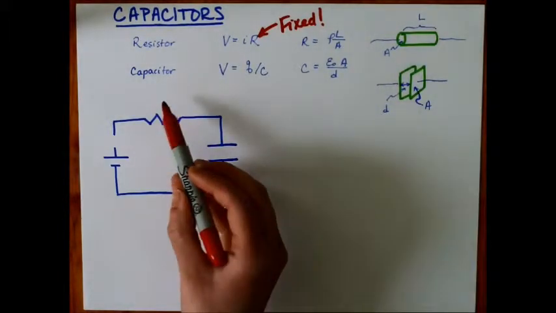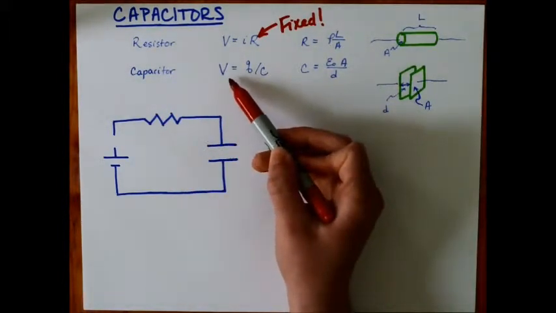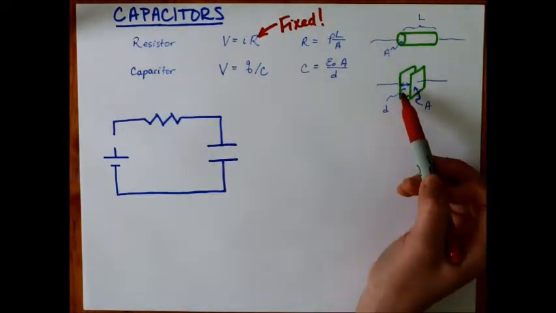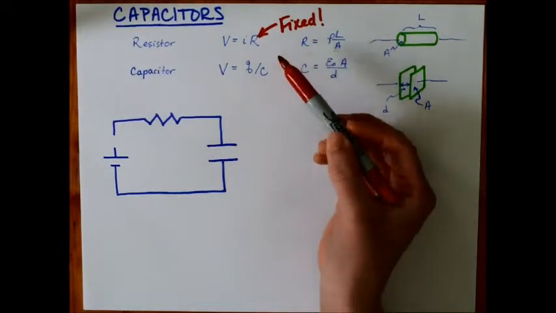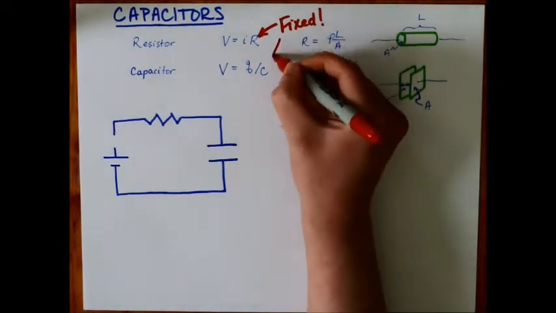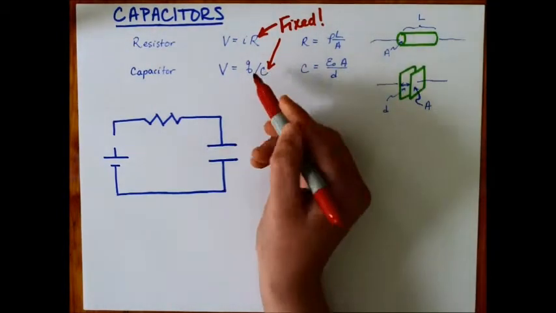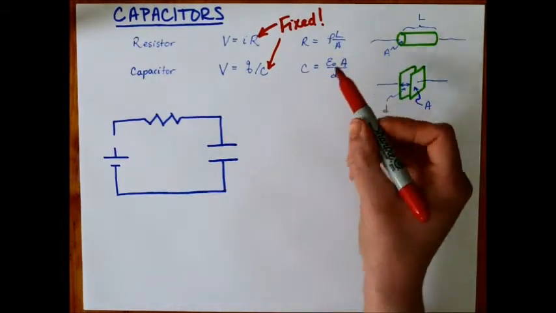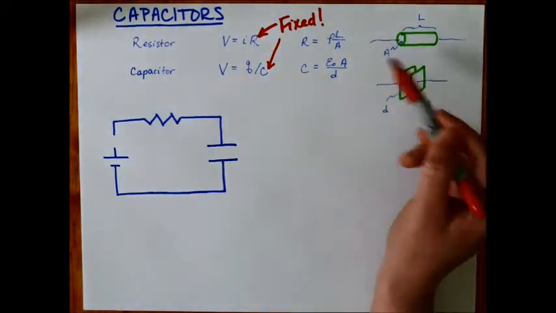Similarly, for capacitors, the drop in voltage across the capacitor is equal to the total charge on the positive plate of the capacitor divided by the capacitance. And just like resistance, capacitance is also fixed. So I can't change the capacitance of a capacitor by changing the charge on the capacitor or the voltage across the capacitor. The capacitance is only determined by the geometry of the capacitor.